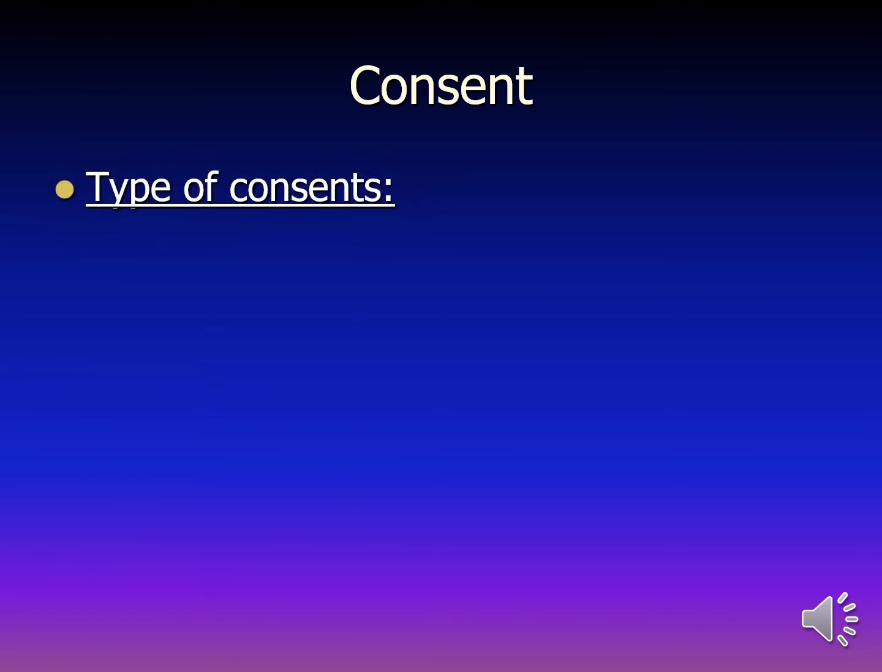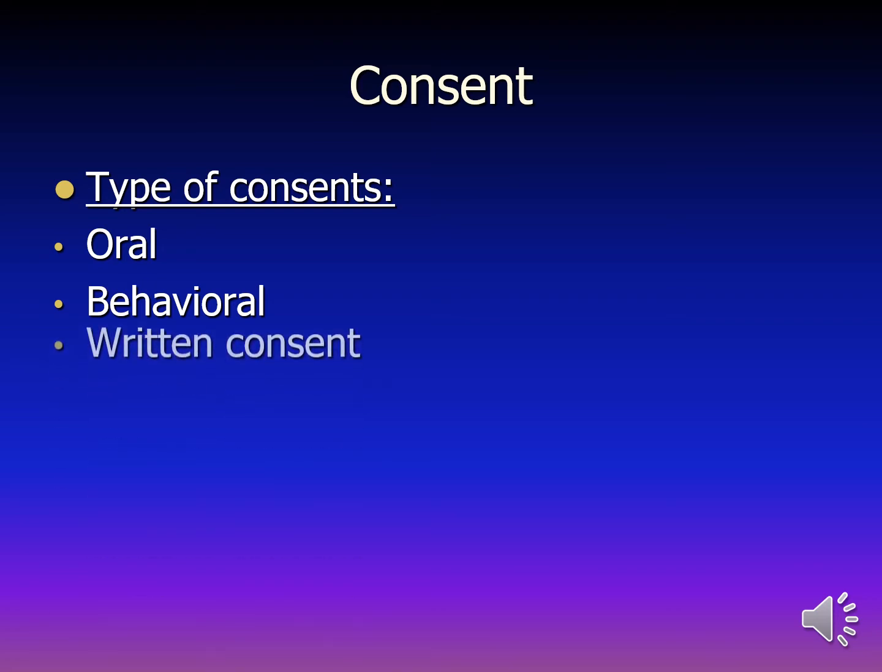First, we have to know there are different types of consent. First, there is an oral consent. If you ask the patient, could I have some information about your disease? And the patient said yes, this is an oral consent to take a history. Behavioral consent: if you ask the patient to go to the couch and uncover his abdomen for abdominal examination, and the patient did this without any interruption, this is a behavioral consent to do the examination.